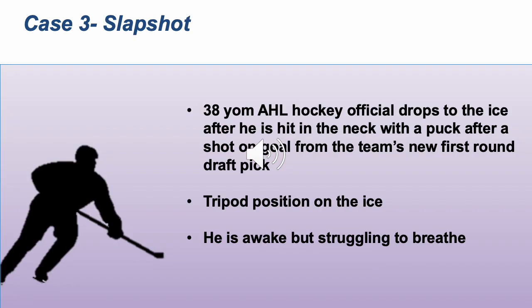The last one was a 38-year-old American Hockey League official who drops to the ice after he's hit in the neck with a puck after it was a shot on goal from the team's new first-round draft pick. So this great draft pick trying to make a good impression takes an amazing slap shot, just takes a bad hop, and the official is in the wrong place at the wrong time, and he gets struck right in the anterior neck. He's tripoding on the ice.